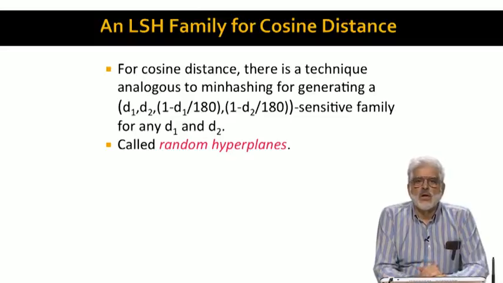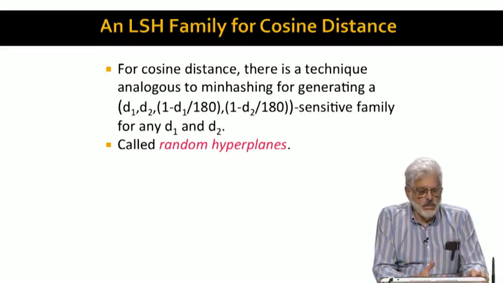We're going to learn about an LSH family of hash functions that works for cosine distance, in particular for any distances d1 and d2, with d1 less than d2. We can view this family as (d1, d2, 1 minus d1 over 180, 1 minus d2 over 180)-sensitive. This is exactly the way we view the min-hash functions except for the scaling factor of 180 because of our decision to measure angles in units of degrees. The LSH family is called random hyperplanes.